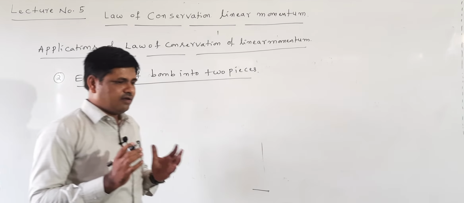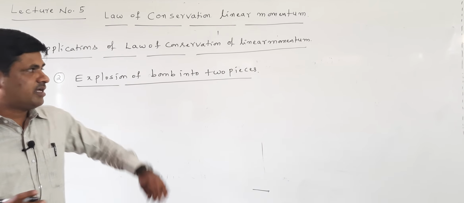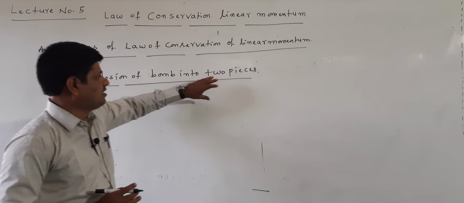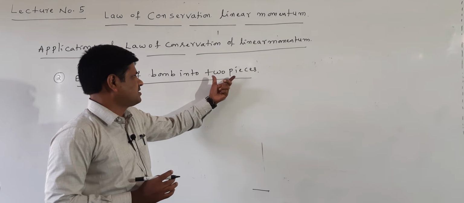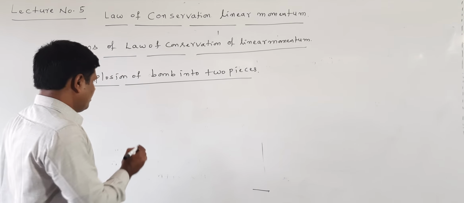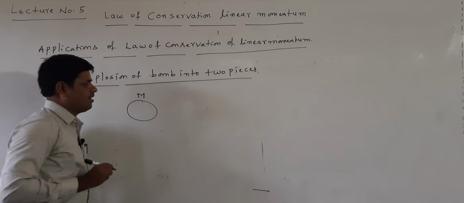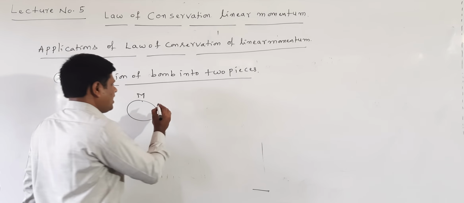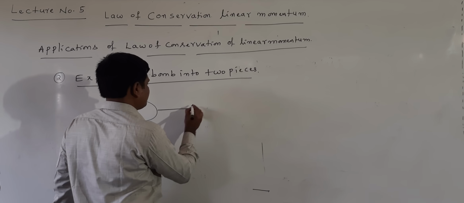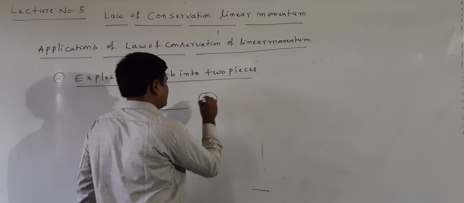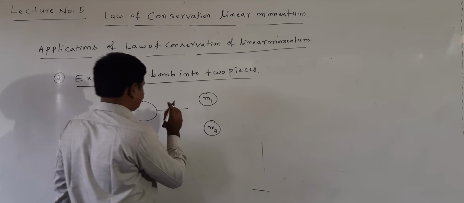Suppose initially the bomb is at the rest position. When the explosion takes place, the bomb divides. How many pieces does it become? Two pieces. Initially, the bomb has mass m. After the explosion, the bomb becomes two pieces. One has mass m1 and the other has mass m2.